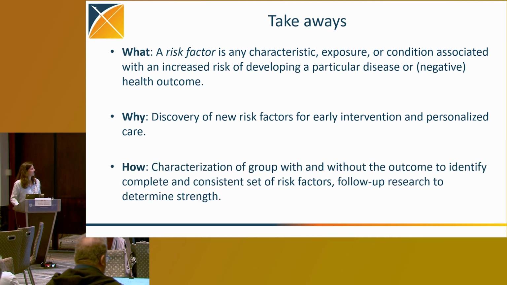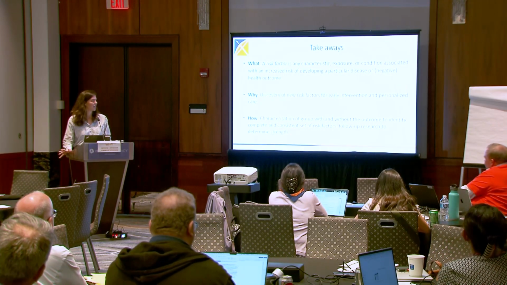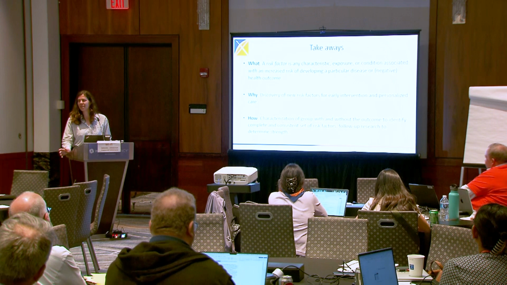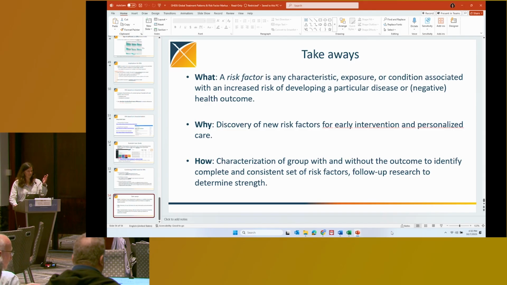So then to end with the takeaways, the risk factor is any characteristic, exposure, or condition associated with an increased risk of developing a disease or an outcome, not causal. It can be very interesting for several reasons, including the discovery of new risk factors for early intervention and personalized care. We answered that in a couple of different ways, but really the way to go is to characterize the group with and without the outcome to identify the whole set of risk factors, and then do follow-up research to investigate the strength. If there are any questions, let me know, and otherwise I'm going to give the floor to Azza, I think.